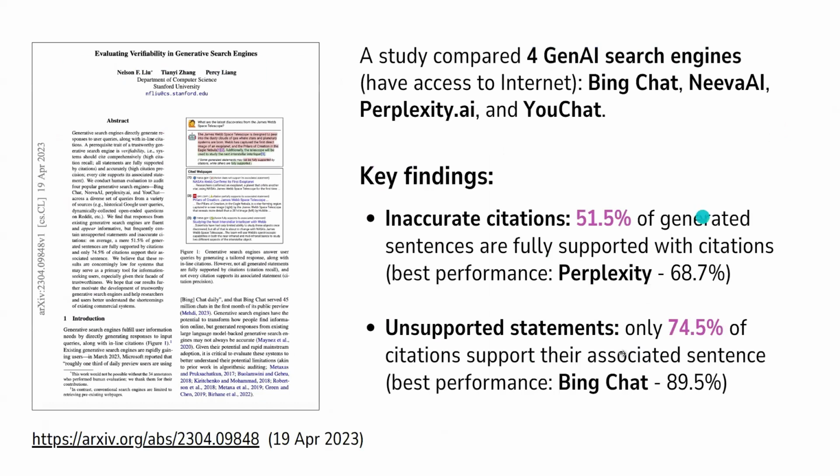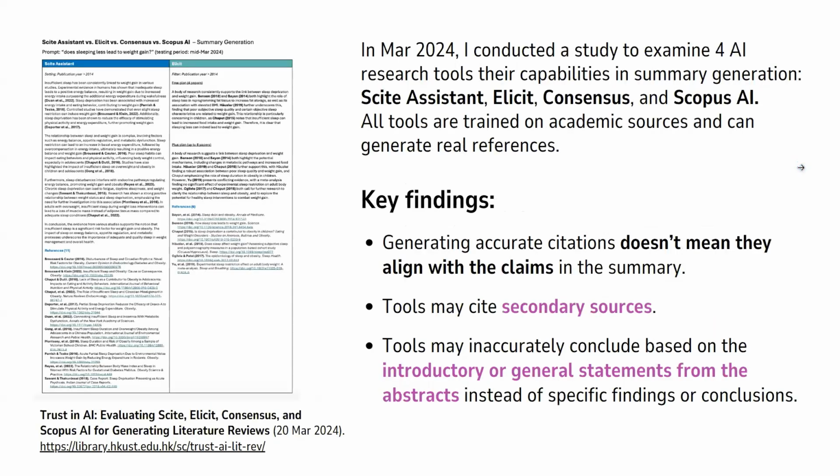And this is a study to show that, well, they studied 4 different tools connected to the internet, and half of them were actually fully supported by the citations, and actually 1/4 of them, okay, do not support the claims. They do not support the statements. Okay, they are real citations, but not something saying that in the paper. And this is a study I conducted last year. I studied 4 different platforms, and I also found that generating accurate citations doesn't mean that they align with the claims. And I noticed that some tools actually cite the secondary sources. Okay, they're trying to extract something, but that something is not from this paper, it's from another paper. And this is a very common thing I noticed.